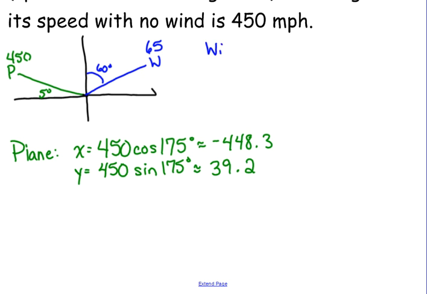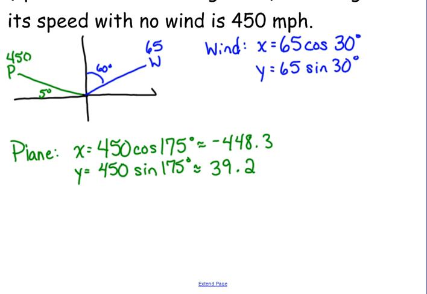Let's do the wind. The x component is 65 cosine of 30. The y is 65 sine of 30. Okay, because 60 degrees is formed with the vertical. We need it with the positive x-axis. So 30. So can somebody give me those numbers? X is 56.3. Okay. Y is 32.5. Thank you.